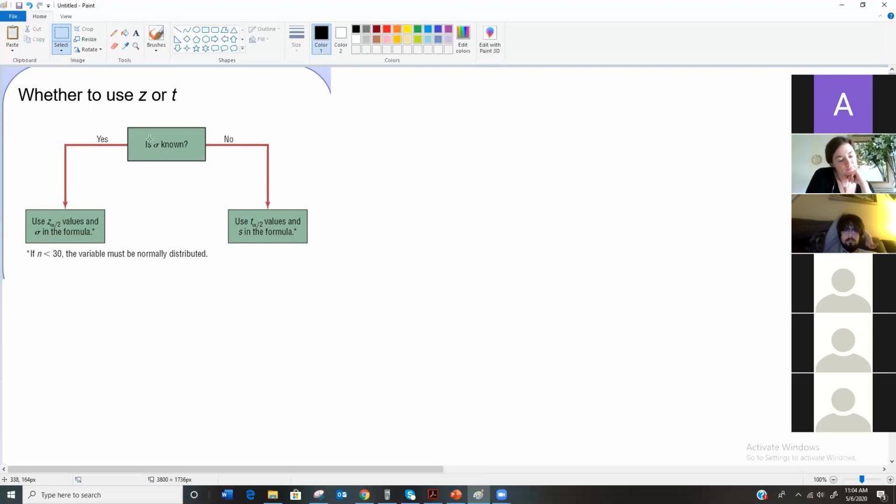Is sigma known? Yes. Use Z. Is sigma not known? Use T. So that's their big flow chart that they have here. But maybe just seeing it that way might be helpful to some people. It's just another way of looking at it. And again, we usually only use a t-test if the sample size is fairly small. But you don't really have to worry about that. Just do our methods no matter what they say about the sample size.